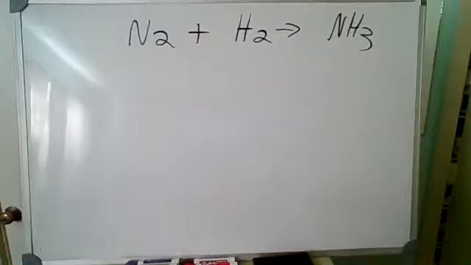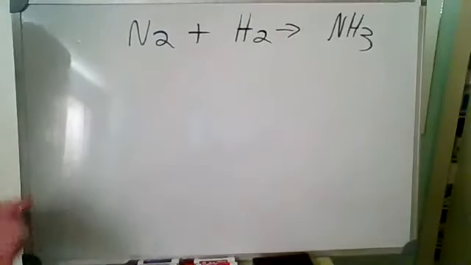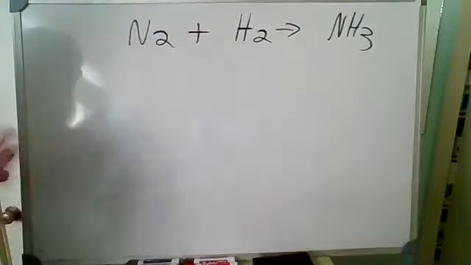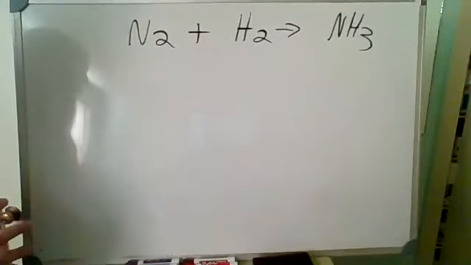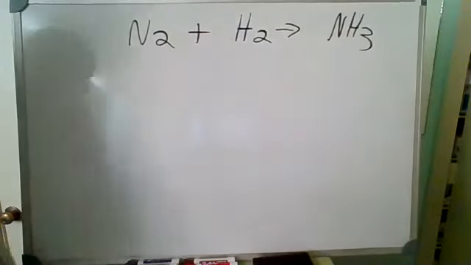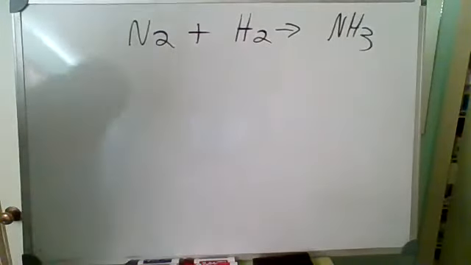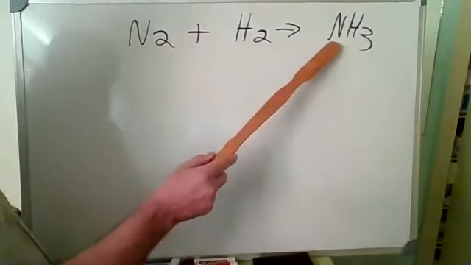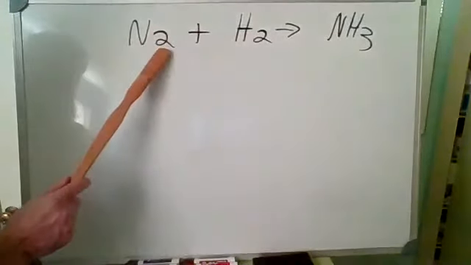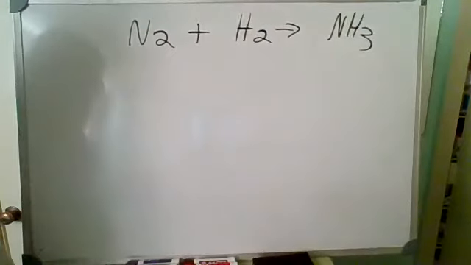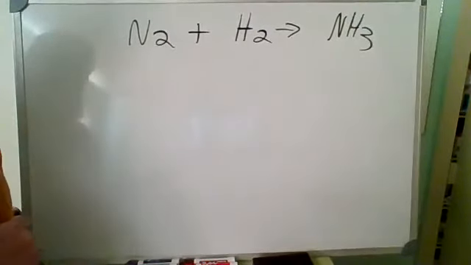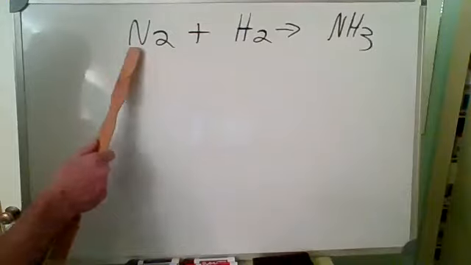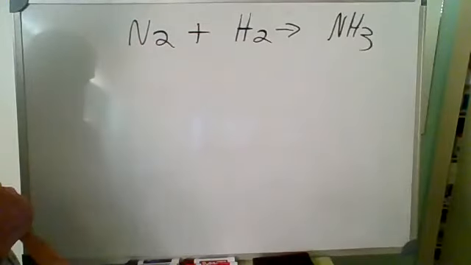Now when we say to balance this, what we want to do is have the same number of atoms of each element on both the reactant side and the product side. So we can see this is not balanced. Here I have 2 nitrogens, but only 1 here. We should say that a subscript multiplies what comes immediately before it. So immediately before this 2 is a nitrogen, so there are 2 nitrogens here.